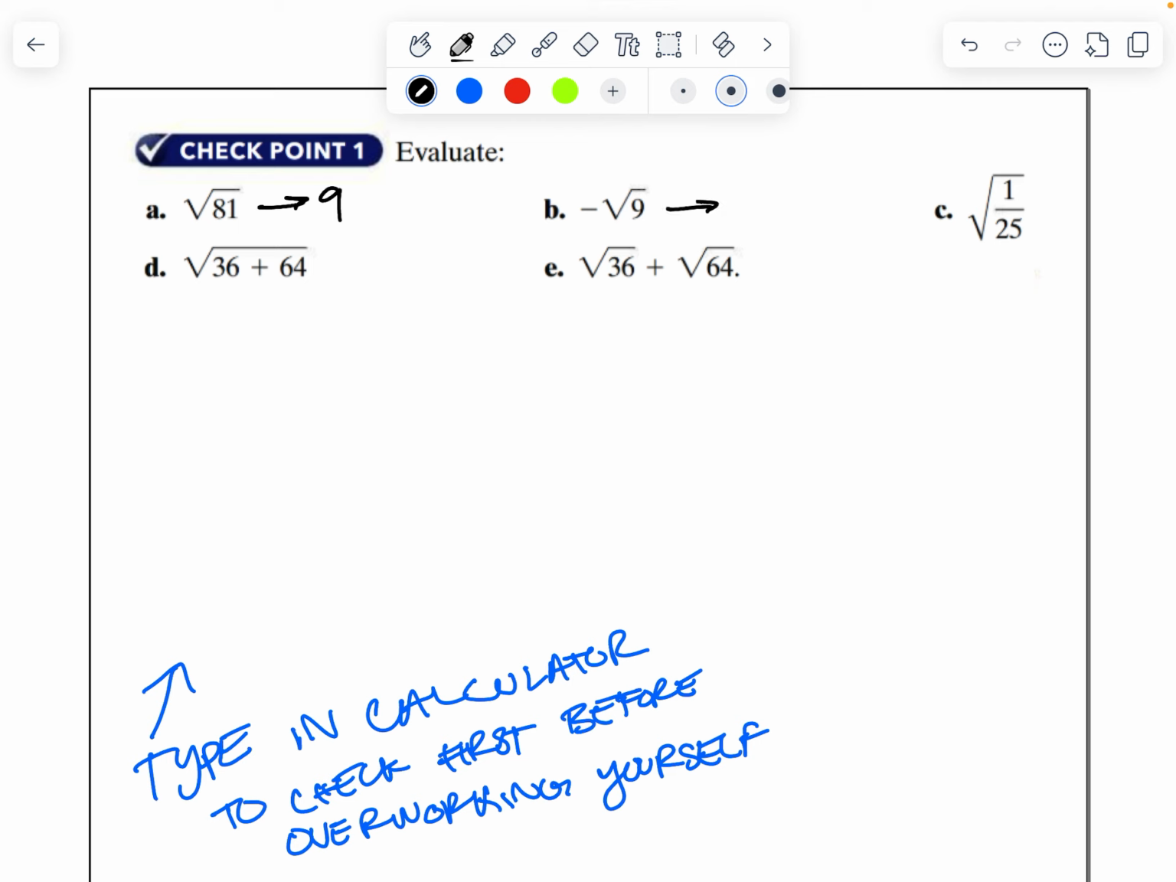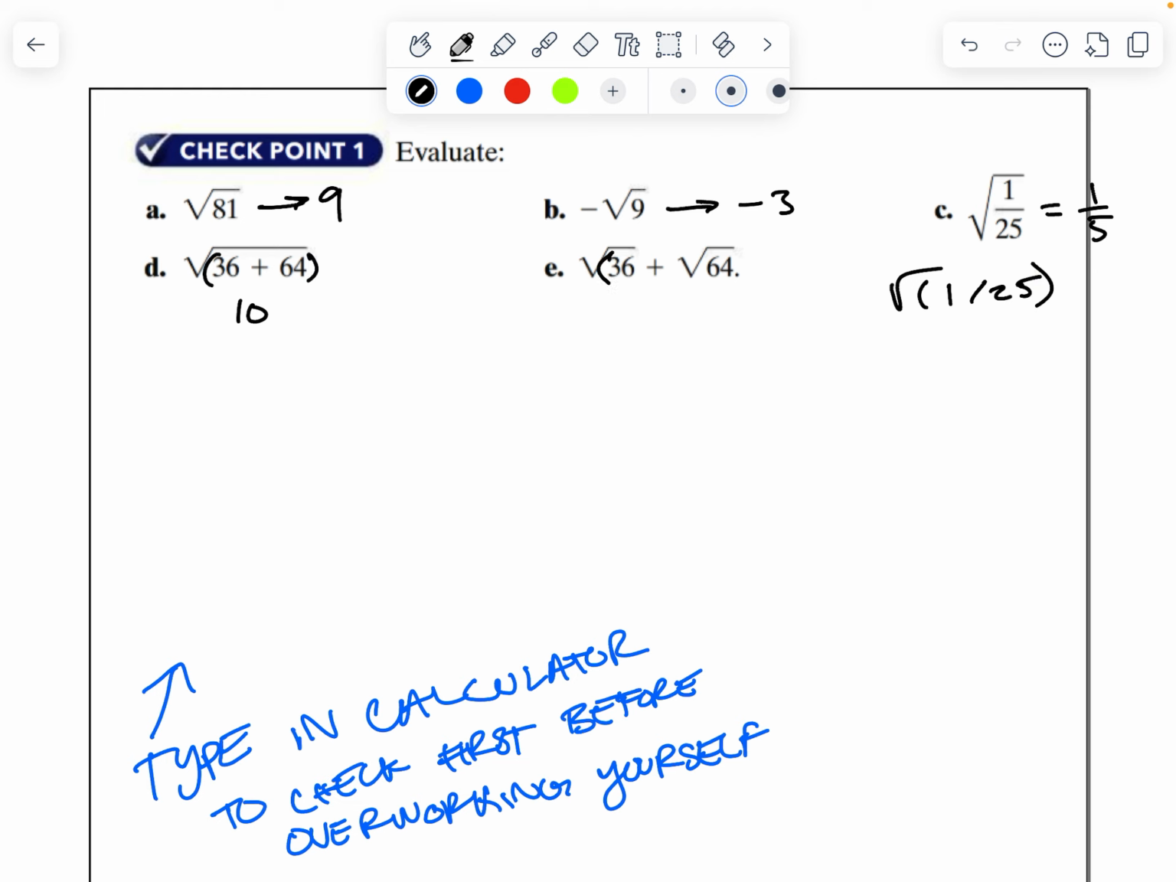Go through and type these in your calculator and make sure that you can get the correct answers. This should give you negative 3. This one, you would type square root, parentheses. It's going to give you that first parentheses. You do 1/25, same thing as 1 divided by 25. Close your parentheses and hit enter, and your answer should be 1/5. Here, your answer should be 10. You just don't close your parentheses till you get after the 64.